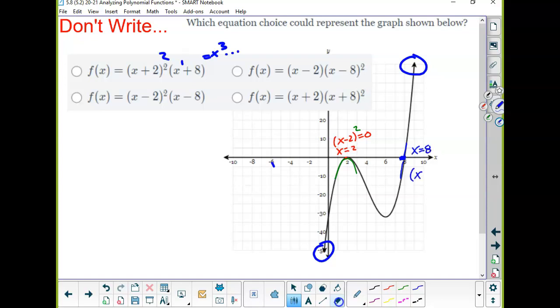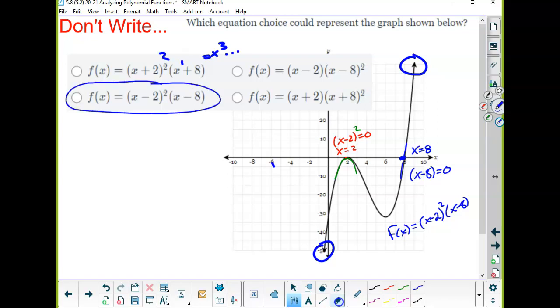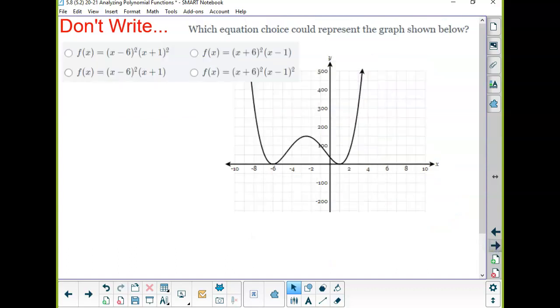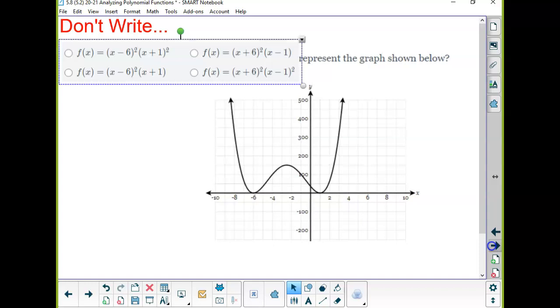So if I move the 8 over, x minus 8 is a factor. So if I was to write out this function, I would have an x minus 2 squared and an x minus 8. And hopefully you can see which one that would be. So those patterns, and again, when it comes up and down right here at 2, that means there's a duplicate answer. Okay.